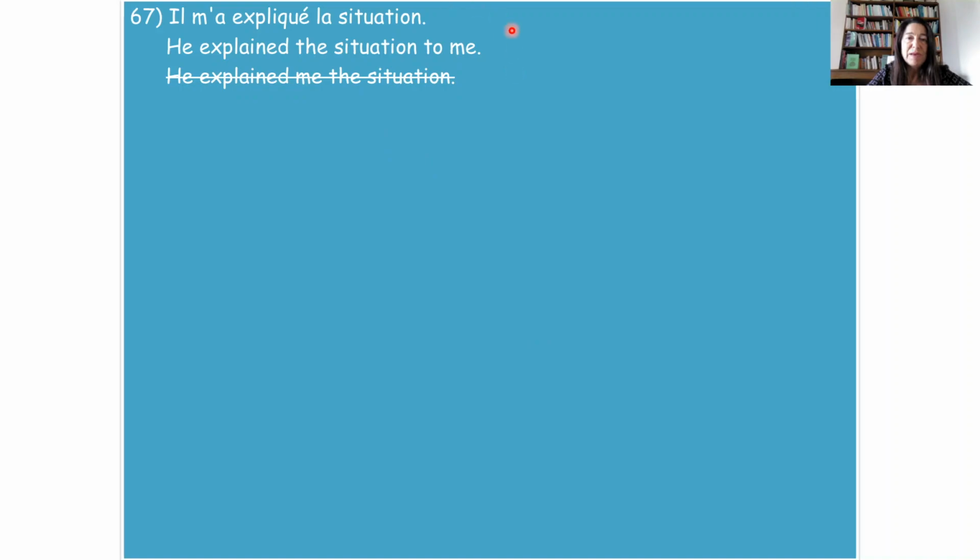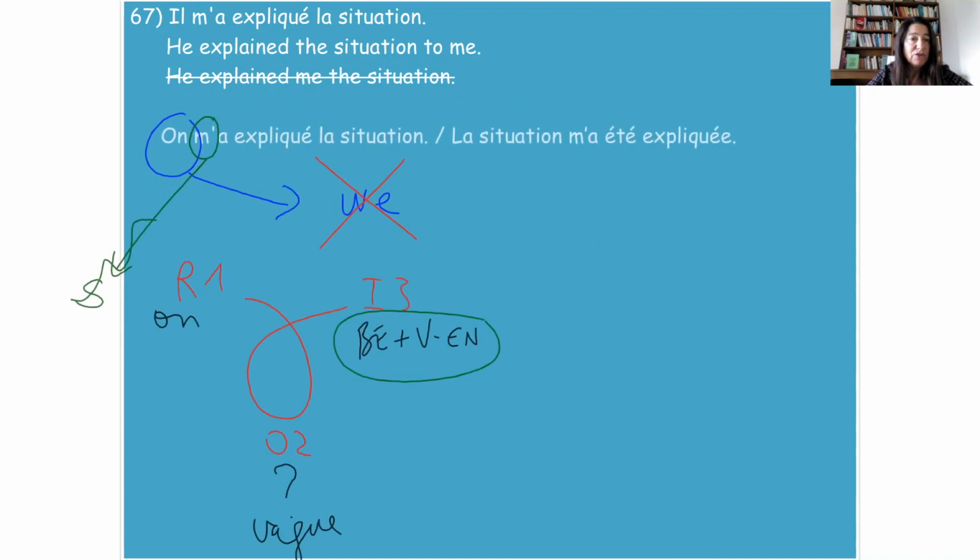So we'll have to remember that there's only one possibility in the active voice, and it is the indirect syntactic structure, the one with the preposition. You explain something to somebody. That's the only possibility. How about "on m'a expliqué la situation"? "La situation m'a été expliquée."